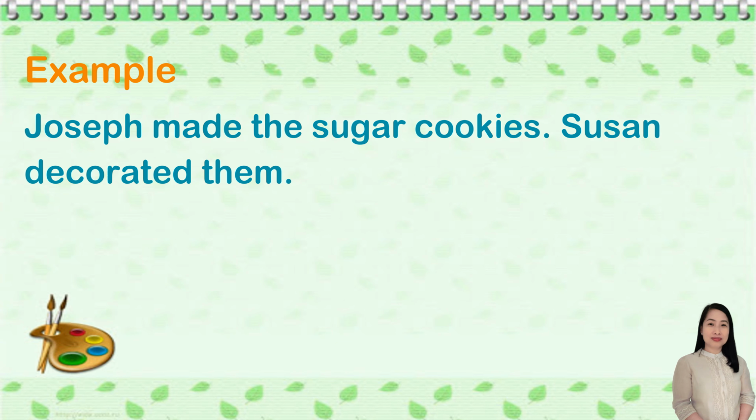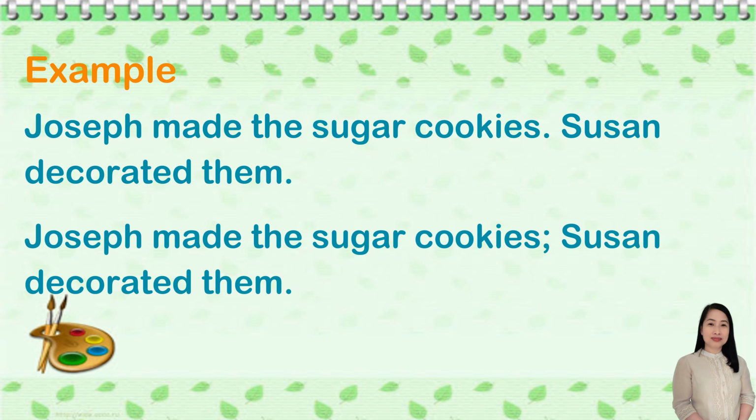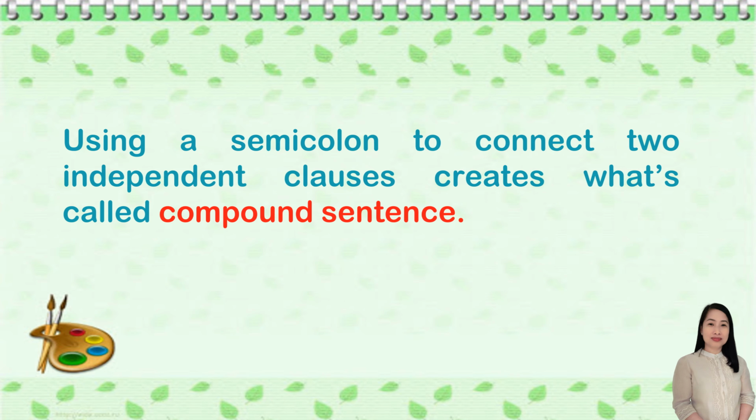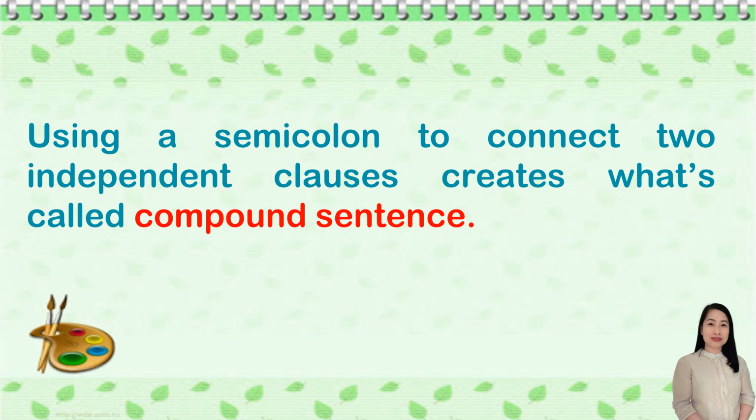Look at the next example. Joseph made the sugar cookies; Susan decorated them. Thus, you have to remember that using a semicolon to connect two independent clauses creates what's called a compound sentence.